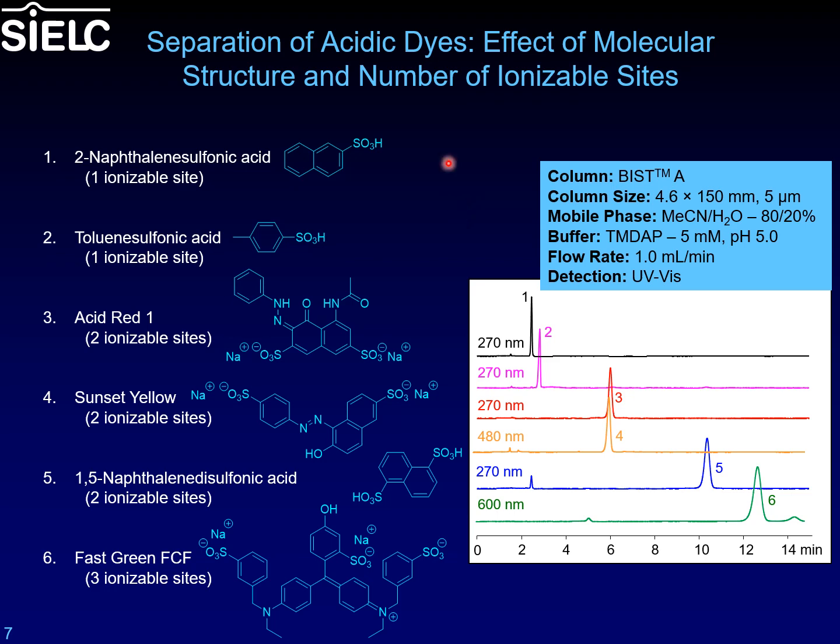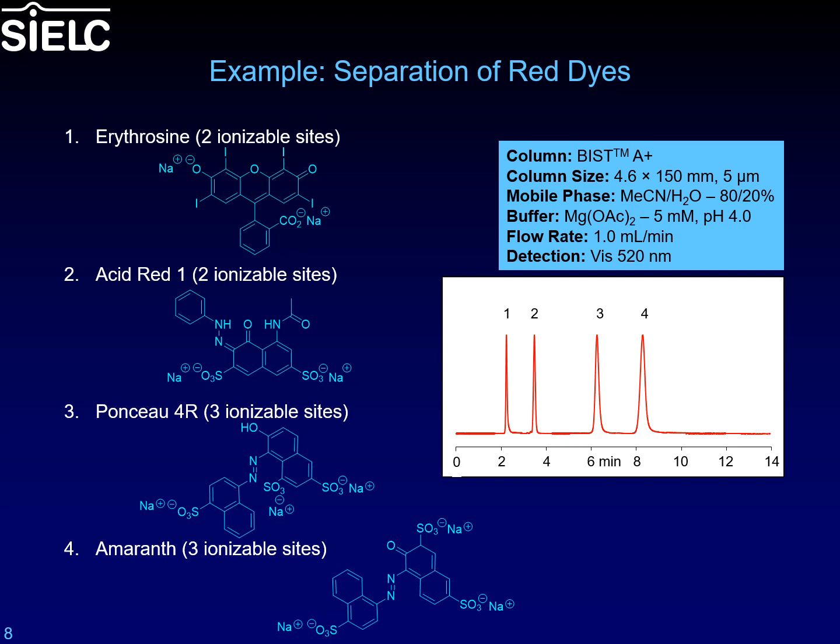And on this slide, we are showing a separation of 4 red dyes on a BIST A+ column, but this time using a magnesium acetate buffer with a pH of about 4. The first 2 dyes to elute from the column are erythrosine, followed by acid red 1. These compounds elute first because they both contain 2 ionizable sites. By comparison, Ponceau 4R and Amaranth elute later in the column, and the reason for that is because they each contain 3 ionizable sites.